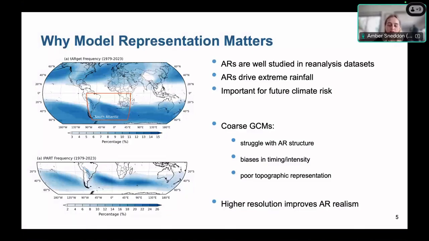So it's quite nice for us now with EERIE, we've got higher resolution models. Previous studies have shown that higher resolution models tend to represent atmospheric river related precipitation a lot more realistically, particularly in situations where we've got complex topography and ocean eddies. So one of the key motivations for this work has been to understand how atmospheric rivers are represented in models compared to observations, and also how the resolution of models impacts our atmospheric river representation.